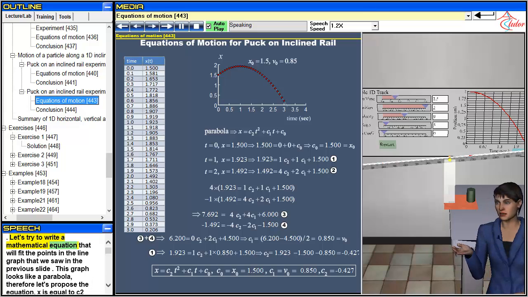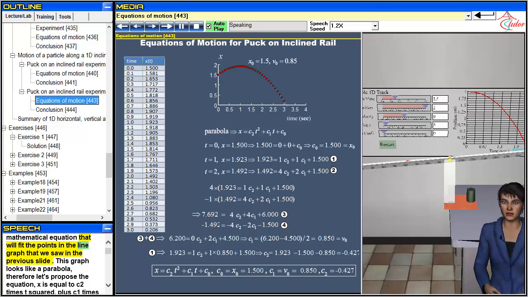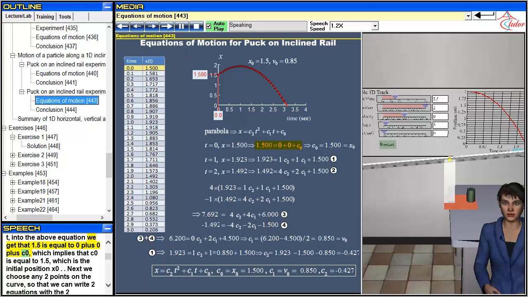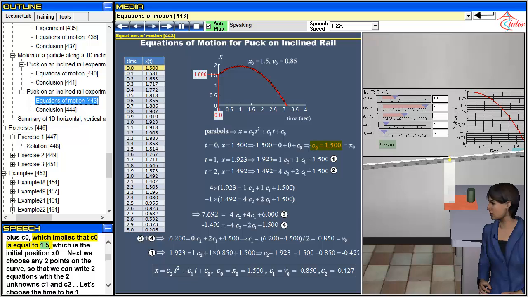Let's try to write a mathematical equation that will fit the points in the line graph that we saw in the previous slide. This graph looks like a parabola. Therefore let's propose the equation x is equal to c2 times t squared, plus c1 times t, plus c0. At time 0, the position is the initial starting position, which is 1.5. And so substituting 1.5 for x and 0 for t into the above equation, we get that 1.5 is equal to 0 plus c0, which implies that c0 is equal to 1.5, which is the initial position x0.